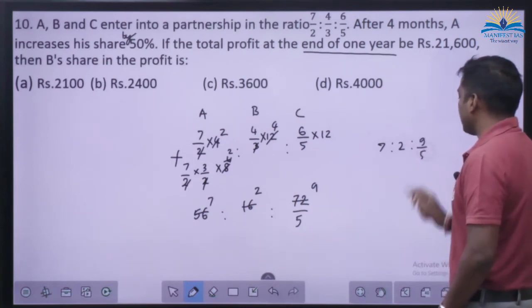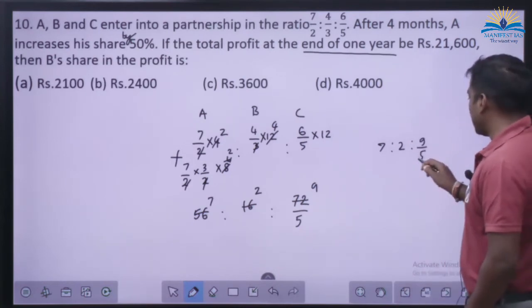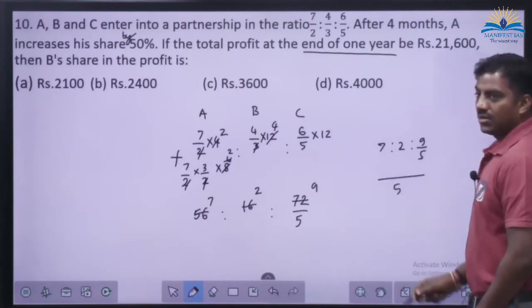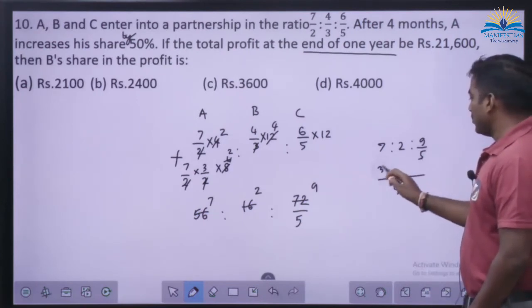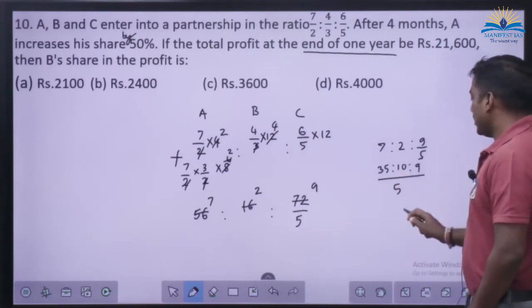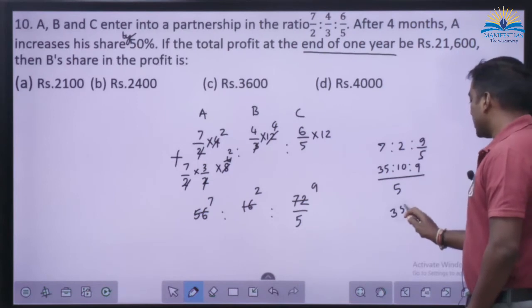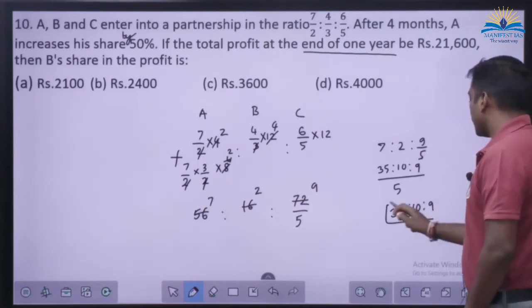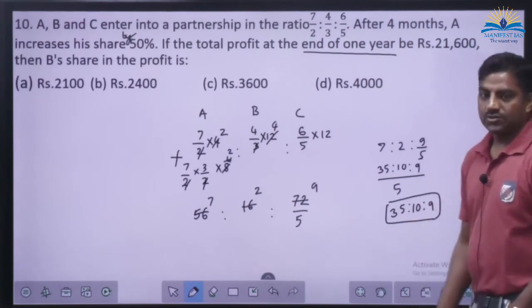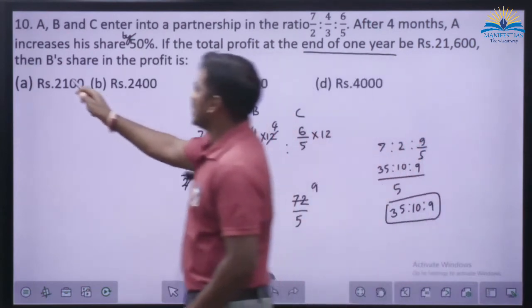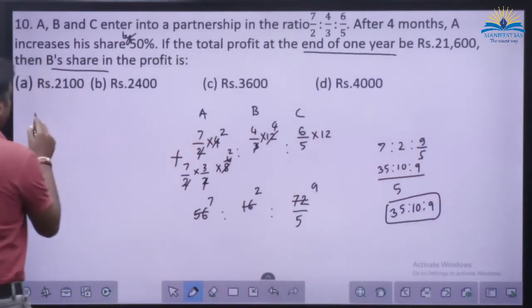But I don't want this fraction. So take the LCM as 5. 5 sevens are 35. 5 twos are 10. And finally here 9. So final ratio is 35 is to 10 is to 9. But what are they asking? B share. B share is how much?